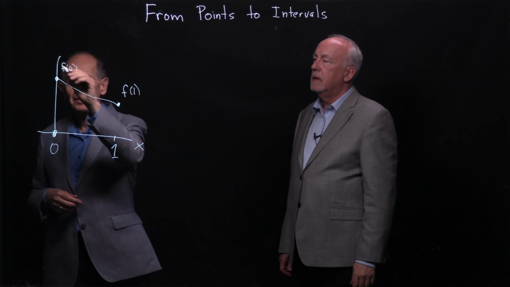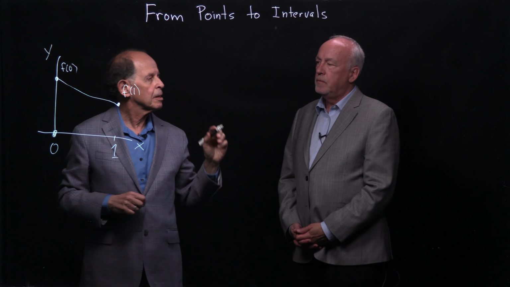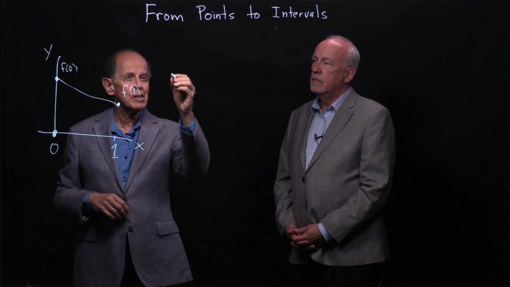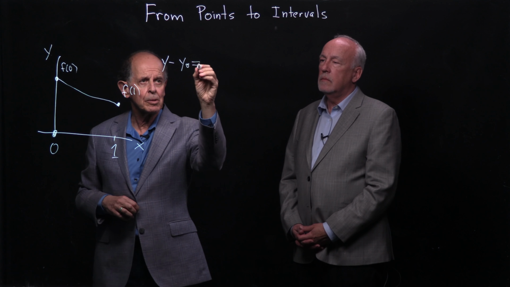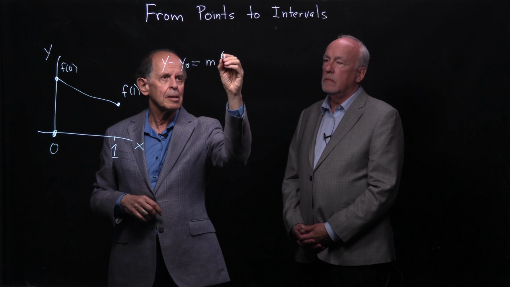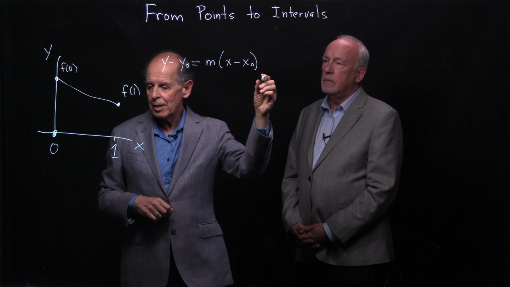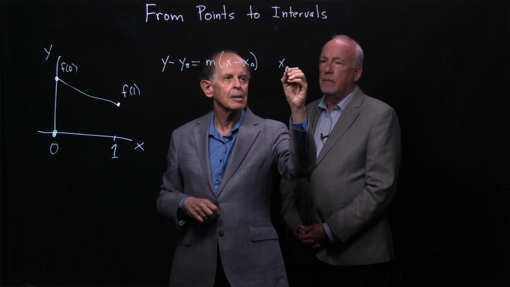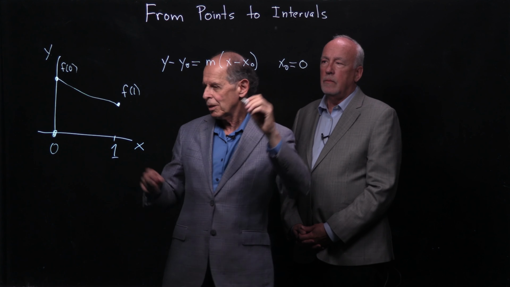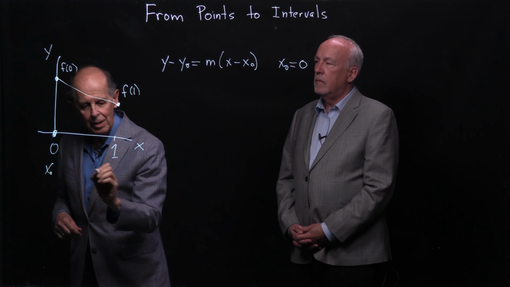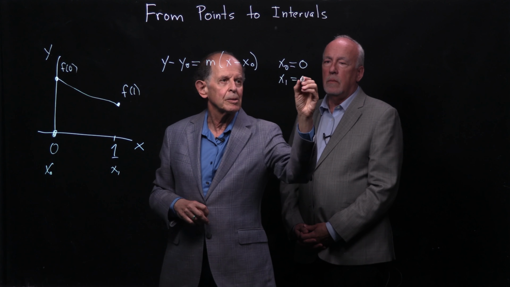I'll just do this first. We'll give axes. And we'll use the expression we've used throughout these videos. So we have y minus y naught equals m times x minus x naught. Okay. Now in this case, x naught will be equal to 0. And I'll put x naught here, and I'll call this x1. And x1 will be 1, just so we know.